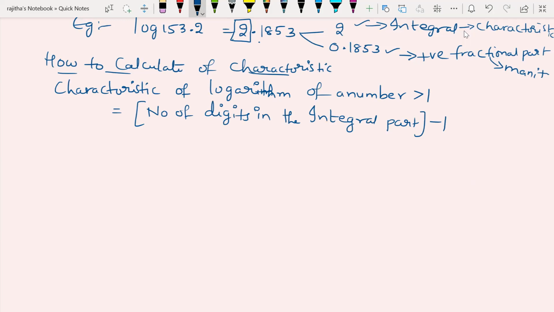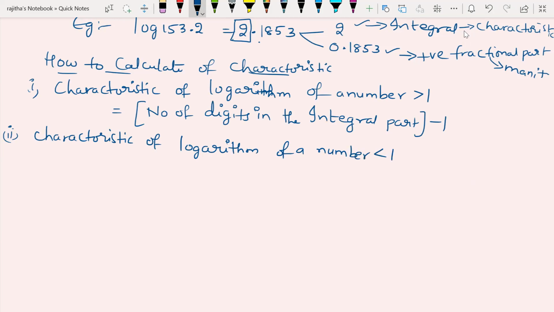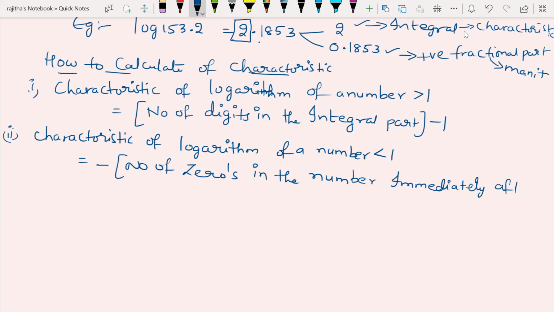This is the first case. The next case is the characteristic of the logarithm of a number lesser than 1. What is the formula? Minus of the number of zeros immediately after the decimal point plus 1. These are very, very important formulas.